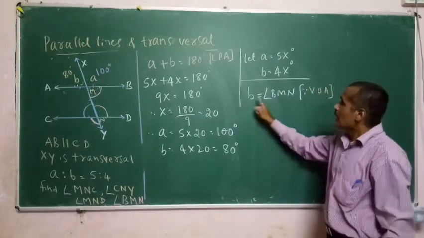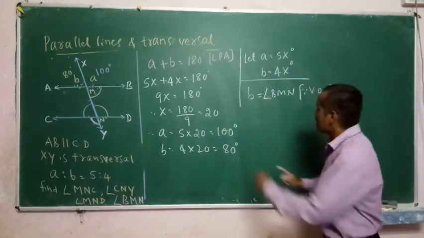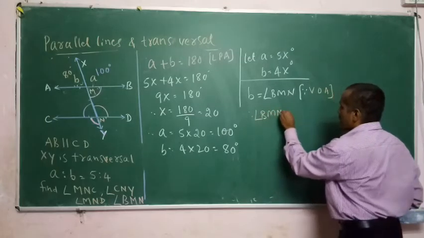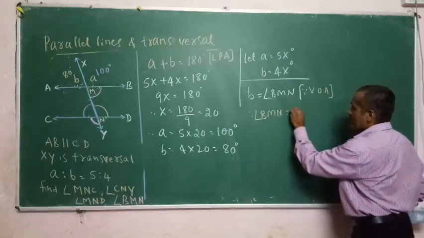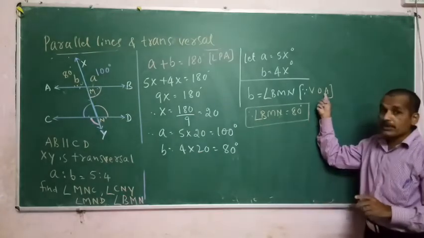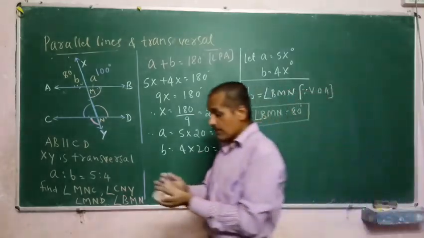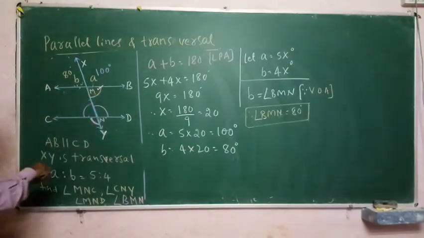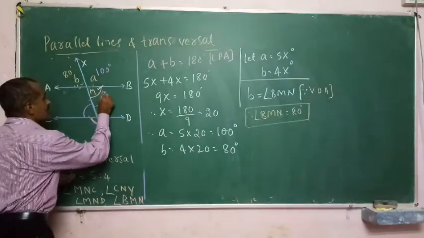Which angle is known to you? B is known. B is 80. Therefore, angle BMN is equal to 80 degrees. One angle is known to you. Reasons are very, very important. Write it very systematically. This angle is known to be 80. This also I got as 80 degrees.